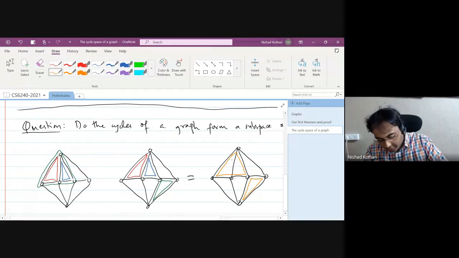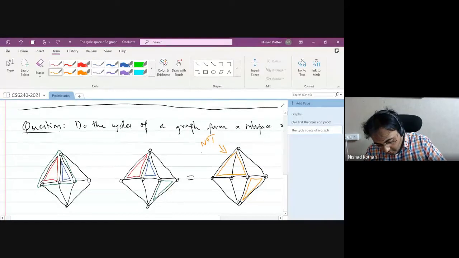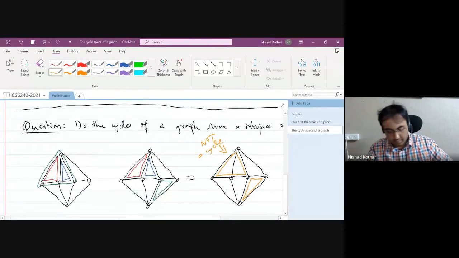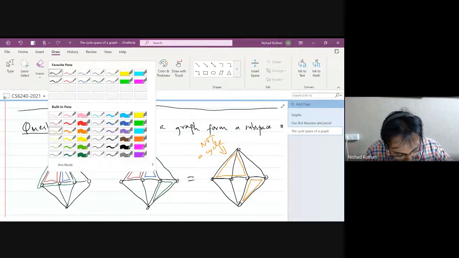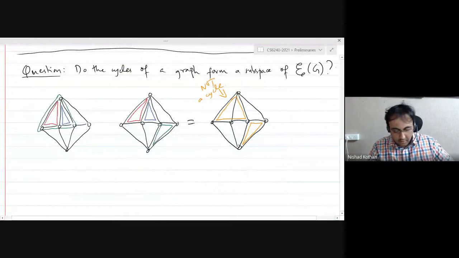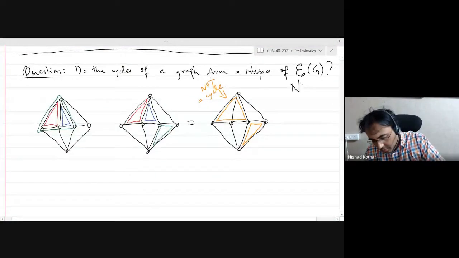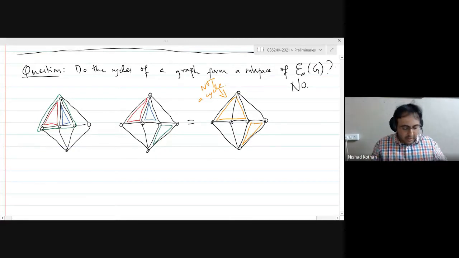This orange colored stuff that you see here, this is not a cycle. Okay, so that doesn't quite work. So the set of all cycles is not a subspace of the edge space. Okay, so the answer to this is no. So how do we fix this? Are there any suggestions? How do we fix this?